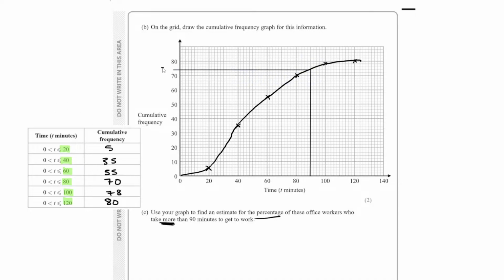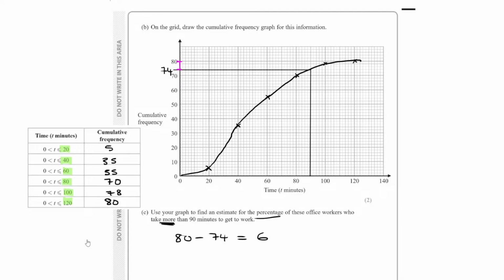So here, that's 74. However, because they said more than 90 minutes, I'm actually interested in between, obviously 80 is the total, and 74. A lot of the time they say this, just double check if they've said more than, because then it would actually be the 6 people that are taking longer than 90 minutes. But they want it as a percentage.